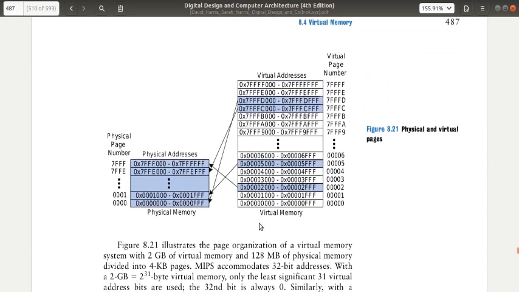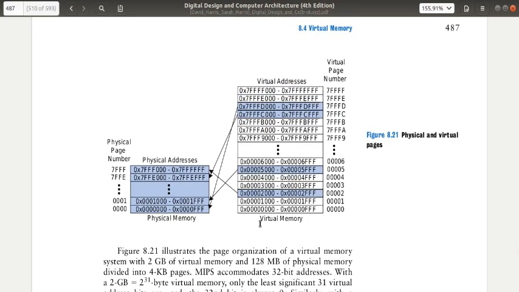So now let's move on to the image, and let's explore this a little bit further. Here each line is a single page, right? And here we have written the from and to addresses. This particular page starts from the location 0x7FFFF000 to 0x7FFFFFFF, right? So this is one page, this is another page. It starts from this particular memory location to this particular memory location, and if you look at it, this will be 4 KB only.